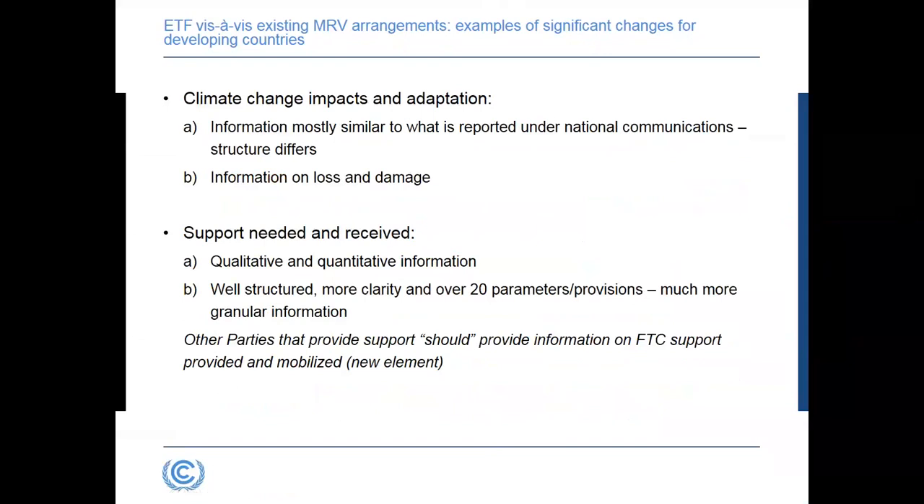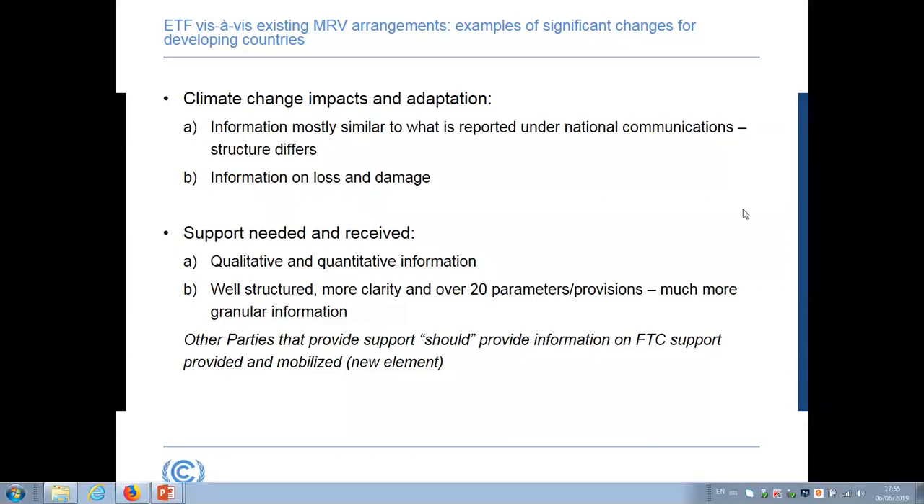Next slide, please. In the ETF, we will still have to report on climate change impacts and adaptation, and for example, information on loss and damage. Countries will need to report on this information under the ETF. In terms of support needed and received, there is also qualitative and quantitative information to be reported, and parties will have to provide more clarity and more granular information with respect to support needed and received. Next slide, please.